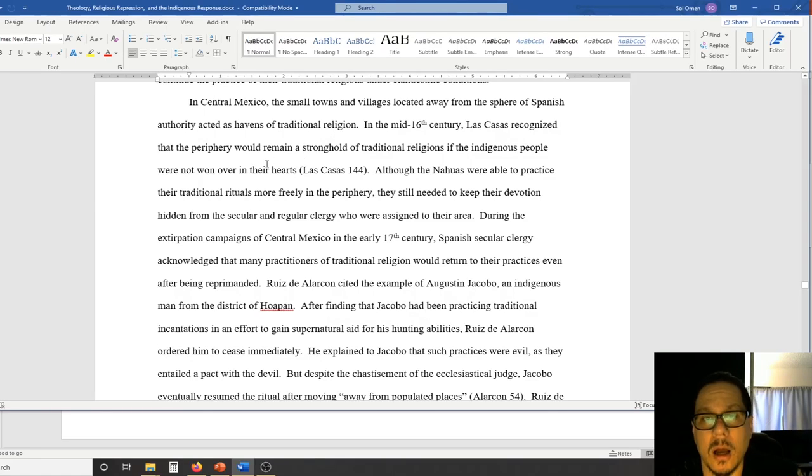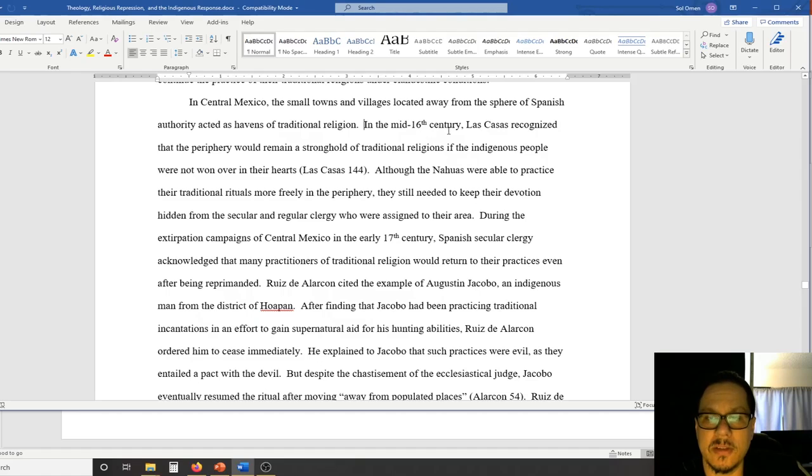I'm just saying that these little towns and villages that are far away from where the majority of the Spanish population is, that's where you see traditional religions still being practiced. So that's my claim. I have to prove that to my reader now. All right, so let's go ahead and start. After the topic sentence, I'm going to introduce some evidence.